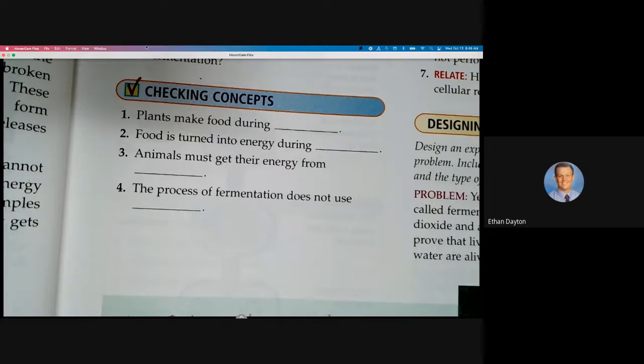No, that's a product of it. Cellular. Yep, so food is turned into energy during cellular respiration. There you go. Fermentation, it can be. It's not as efficient. It's not the body's preferred way. Okay? Very good.